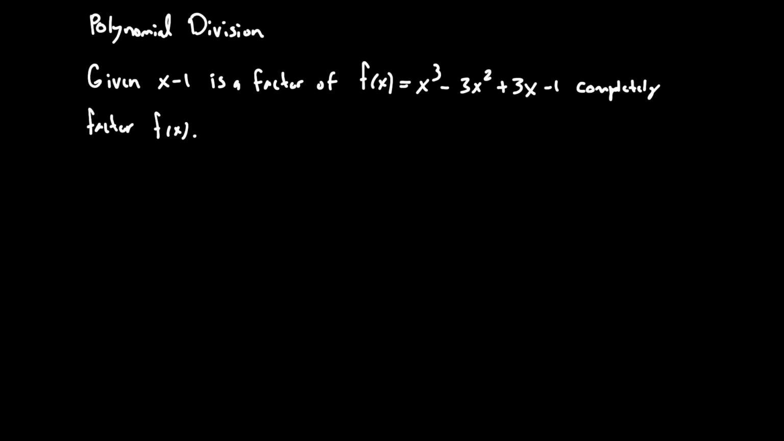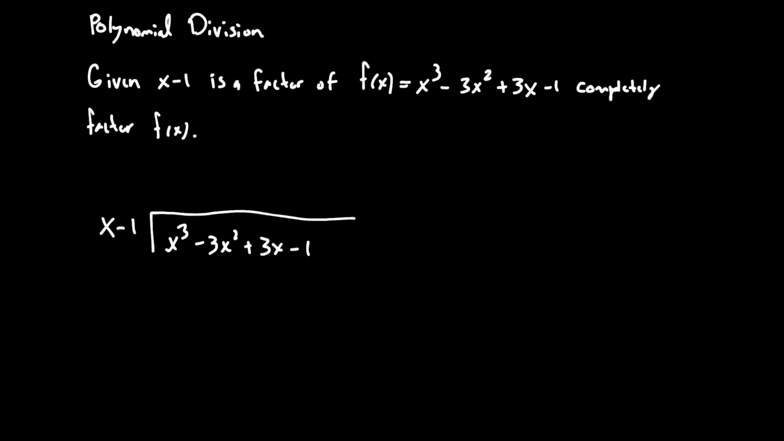Let's go ahead and look at an example of polynomial division. Given x minus 1 is a factor of the polynomial x cubed minus 3x squared plus 3x minus 1, completely factor f of x. We'll use polynomial division to solve this problem. Let's first set up the division symbolically. We're going to divide x minus 1 into the polynomial x cubed minus 3x squared plus 3x minus 1.